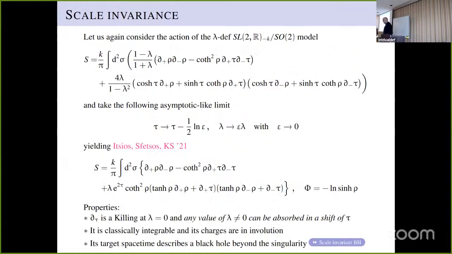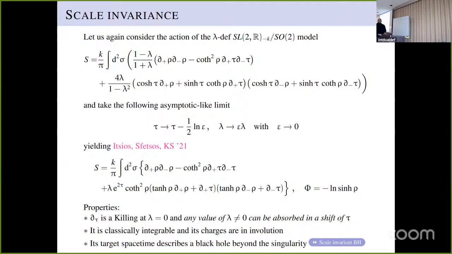Okay, moving now to the main topic of this talk. So, scale invariance. Let us again consider the action that we just showed to you 3 slides ago. So start with this action. And here tau is a non-compact variable.